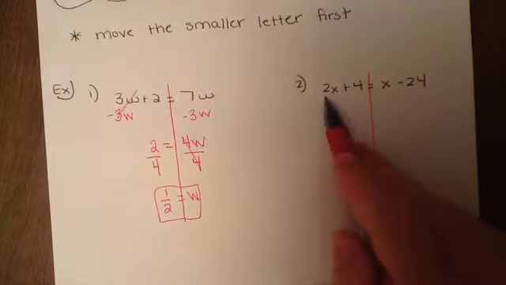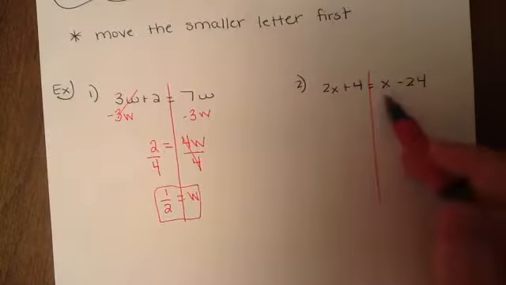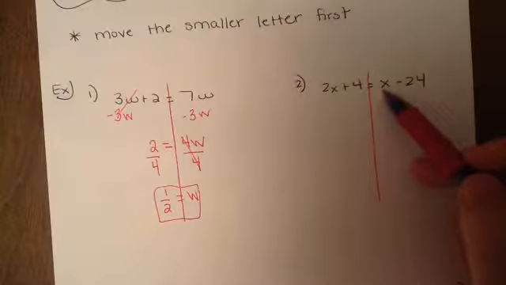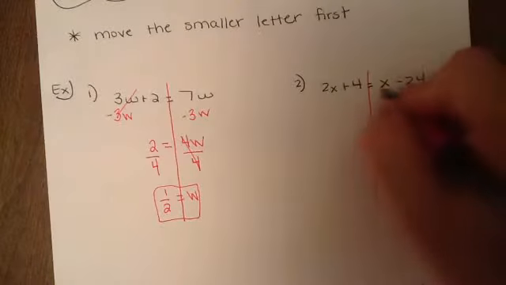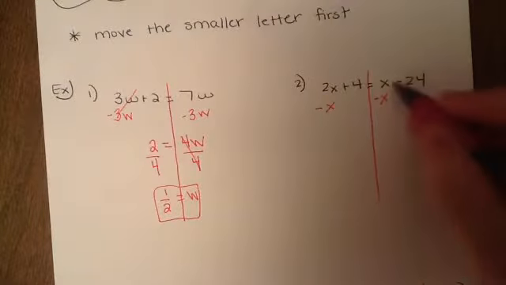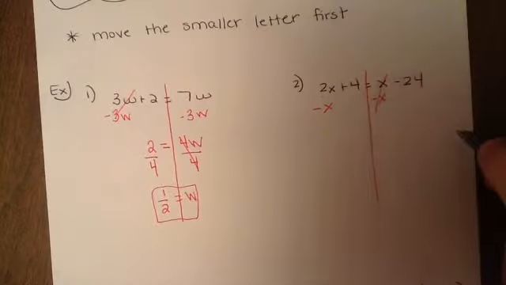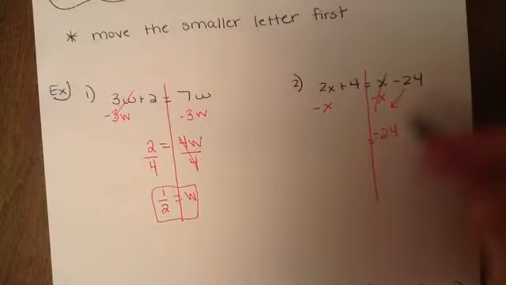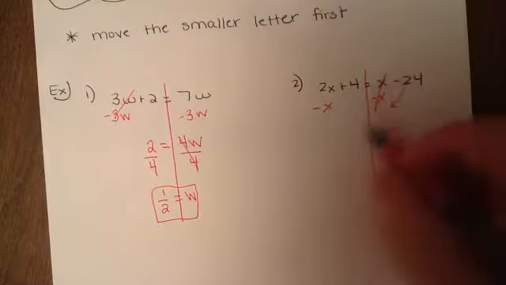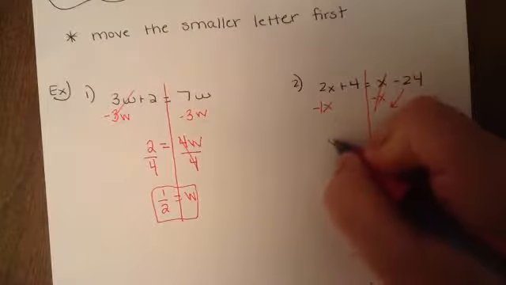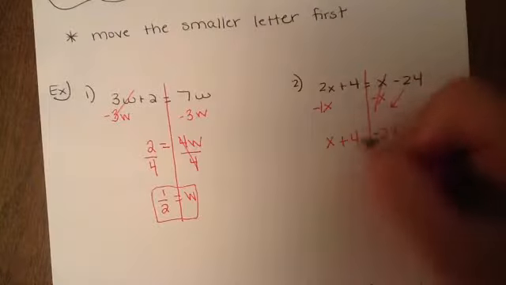So I have a 2x on one side and an x on the other. Which of these two did you move? The x. How do you move an x? Minus an x. What I do on one side, I must do to the other. x minus x cancel, so I bring down my negative 24. 2x minus an x. Remember, this is 1x. So 2 minus 1, 1x, bring down the plus 4.